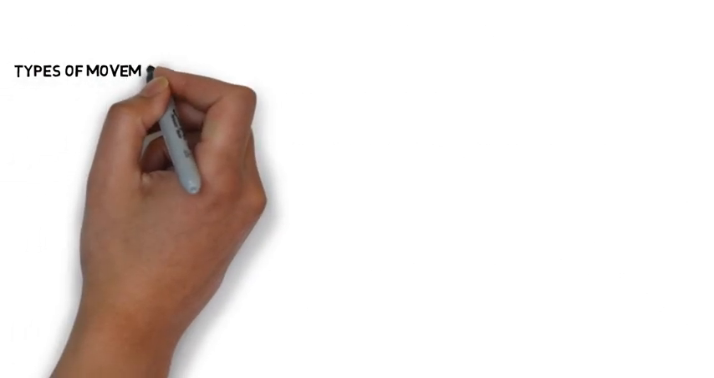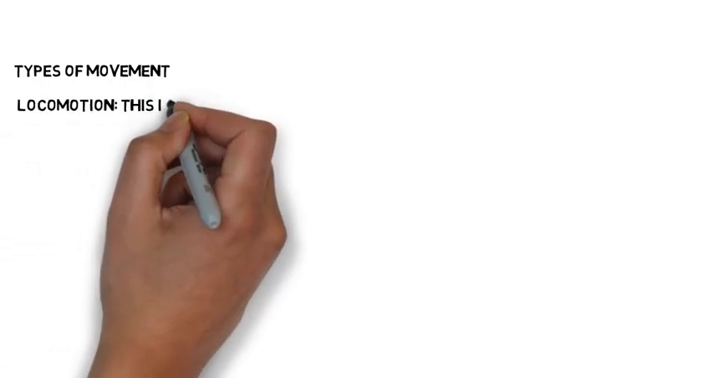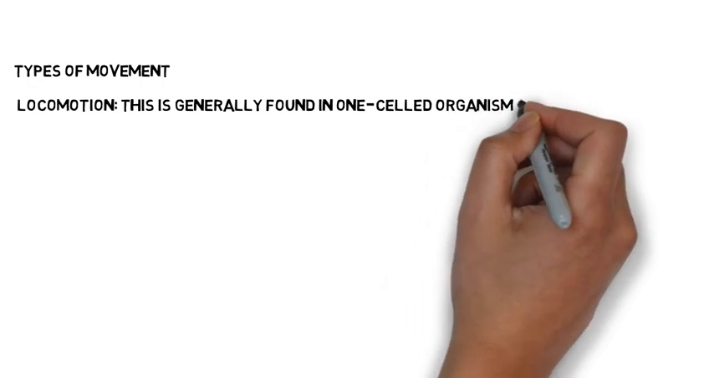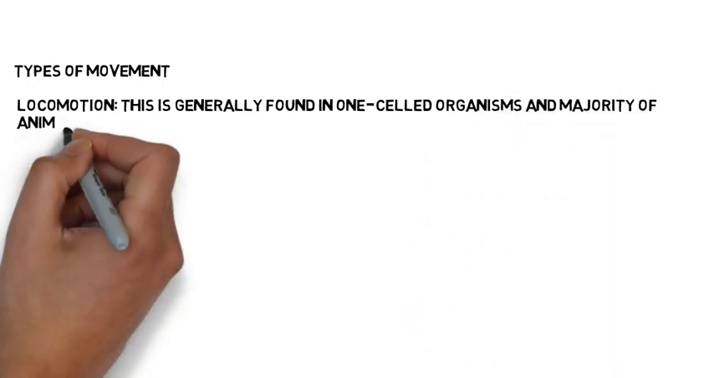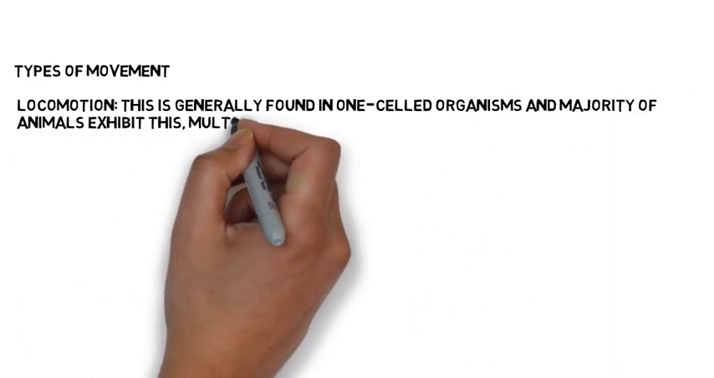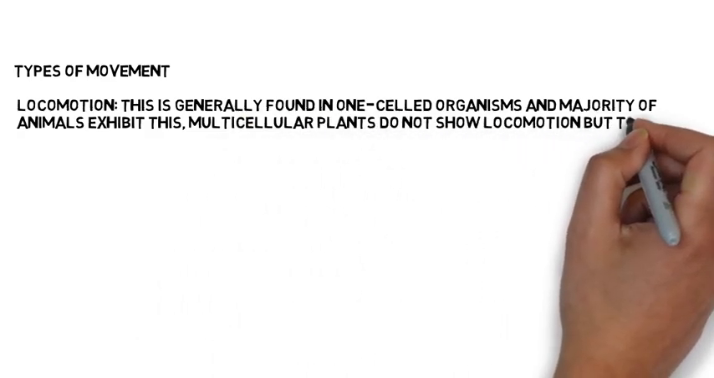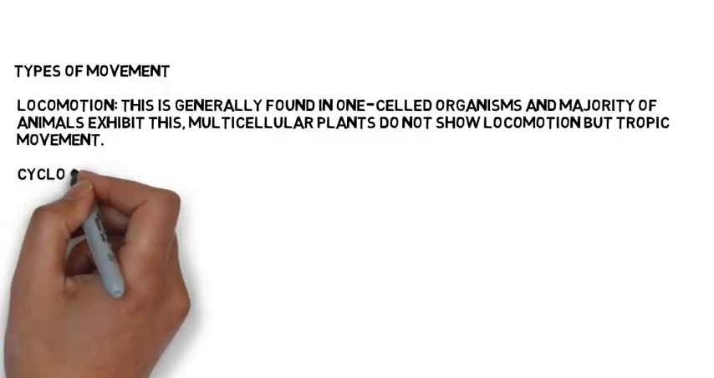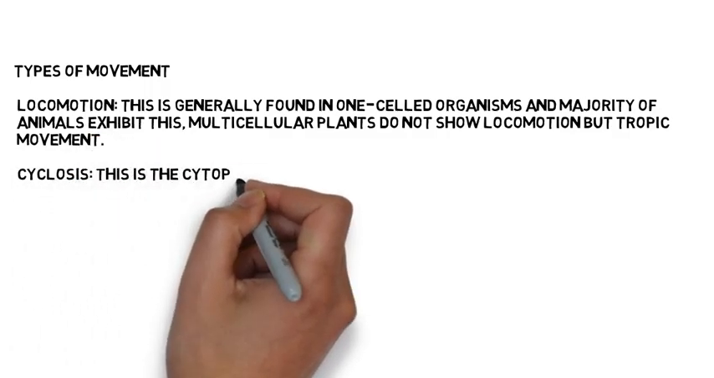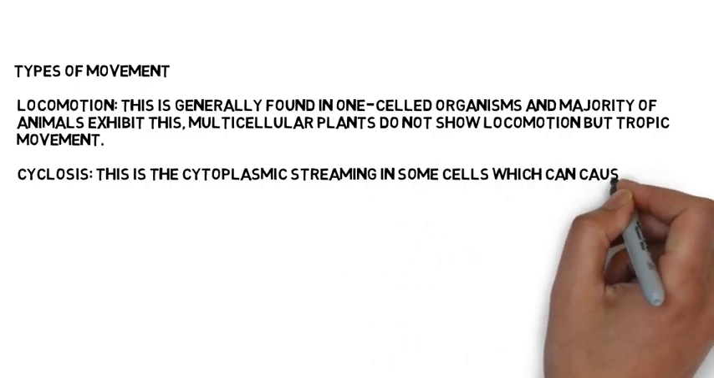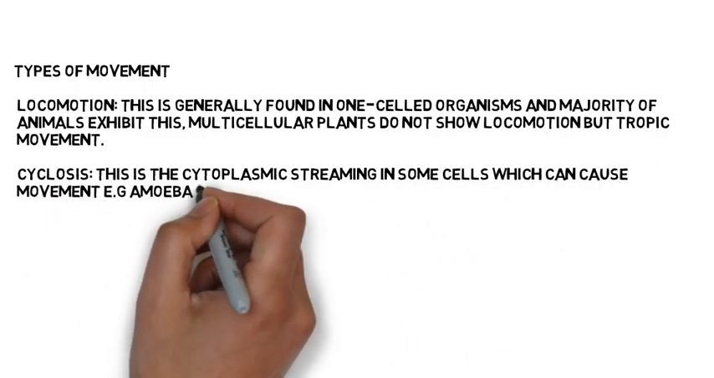Types of movement: 1. Locomotion. This is generally found in one-celled organisms, and the majority of animals exhibit this. Multicellular plants do not show locomotion but tropic movement. 2. Cyclosis. This is the cytoplasmic streaming in some cells which can cause movement. Example, amoeba, with the aid of pseudopodia.